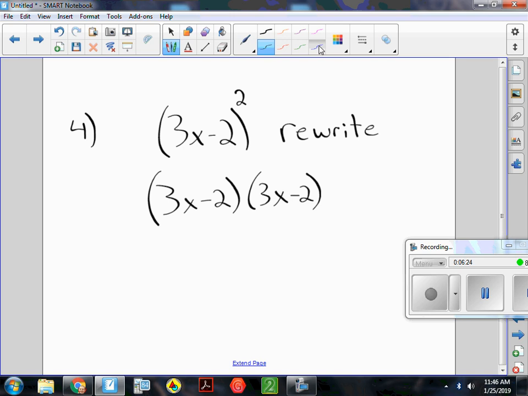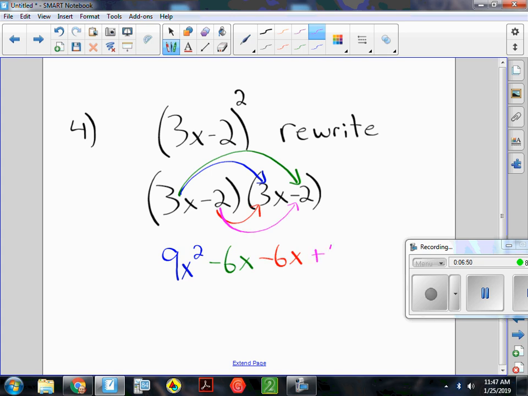And then I can use one of my strategies, like 3x times 3x is 9x squared. 3x times negative 2 is negative 6x. So I took the first term and multiplied it by both in the second parentheses. Then I take the second term and multiply it by both in the parentheses. Negative 2 times 3x is negative 6x. Negative 2 times negative 2 is positive 4. This becomes 9x squared. I have my positive 4 at the end. And then these two combine to negative 12x.